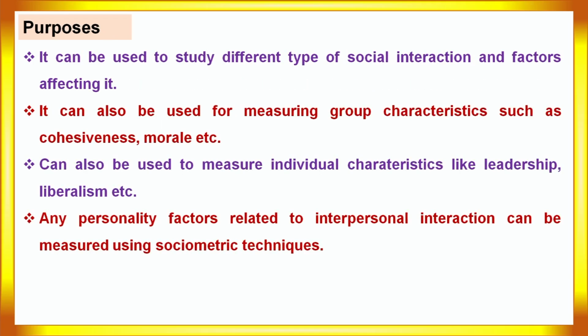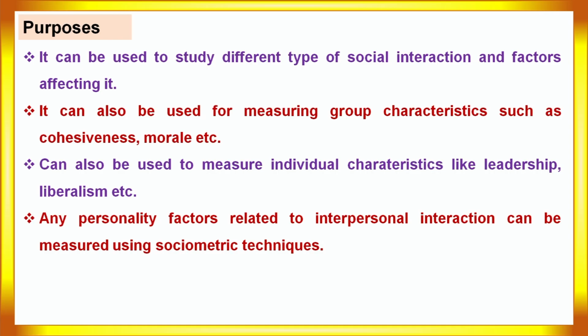Now, what is the purpose of sociometry? Sociometry can be used to study social interaction and the factors affecting it in a group situation. Along with social interaction, it can also be used for studying different group characteristics like group cohesiveness and group morale. Those can also be studied by using the three sociometric techniques I just talked about.